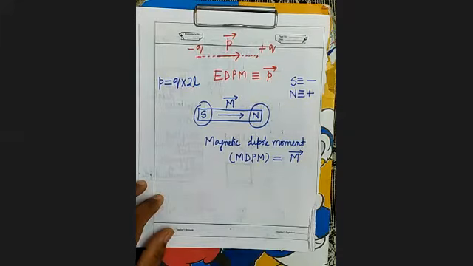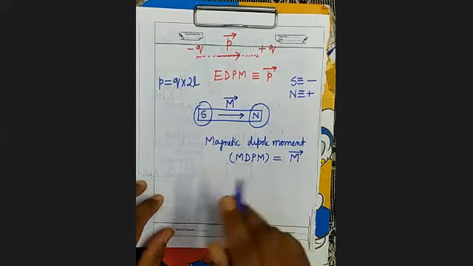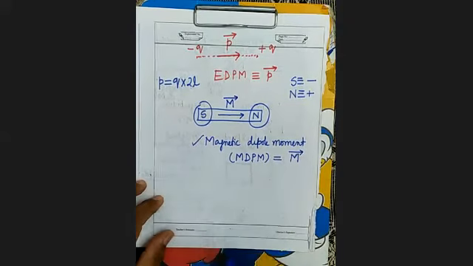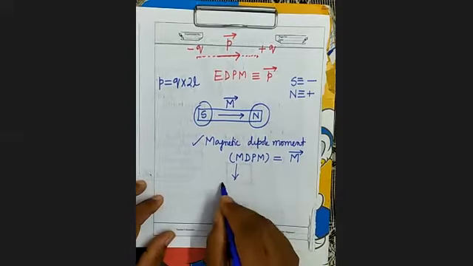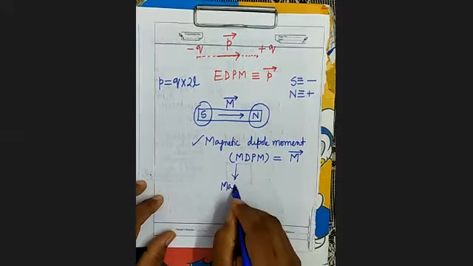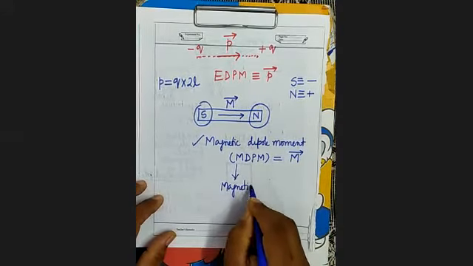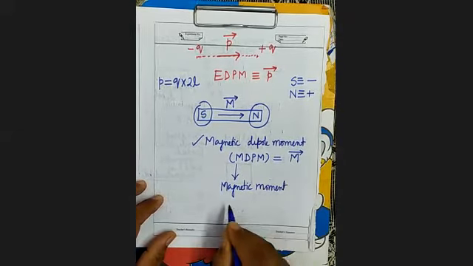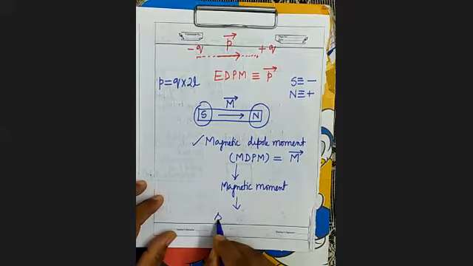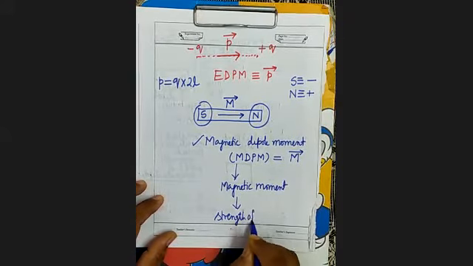So this is the magnetic dipole moment, which expresses the strength of the magnet. What is the purpose of magnetic moment? We simply say magnetic moment. Moment expresses the strength of the magnet.